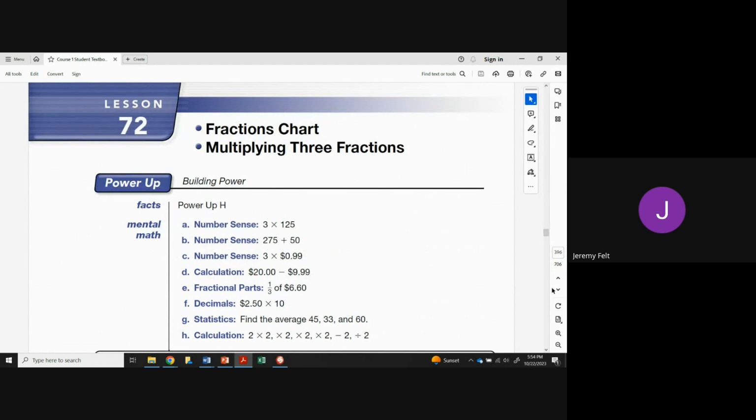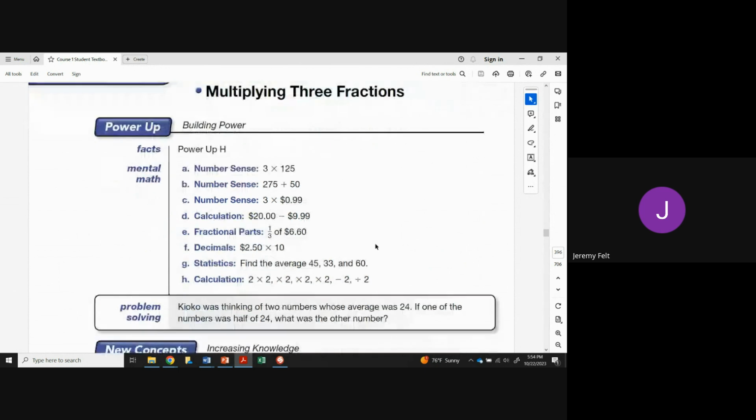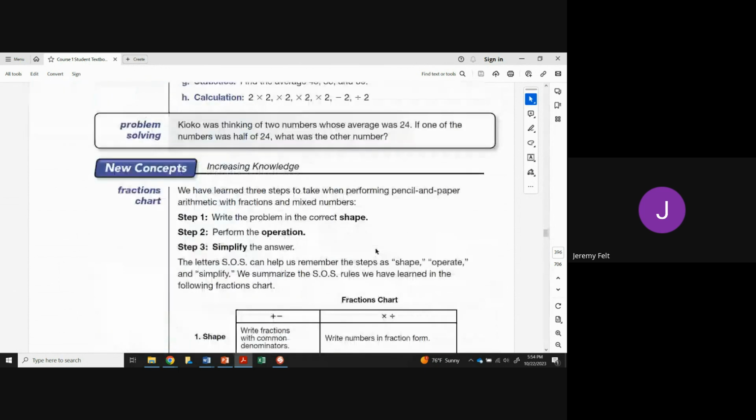Lesson 72, we're looking at fraction charts and multiplying 3 fractions. So, fractions chart.